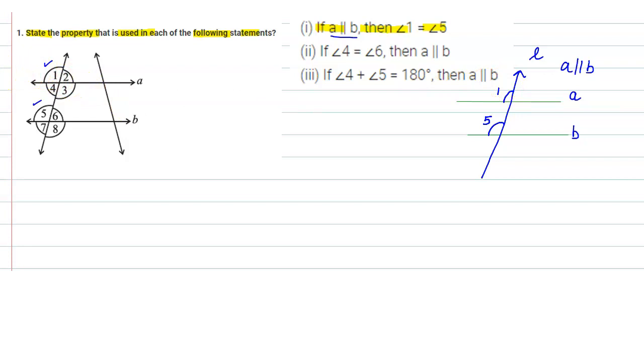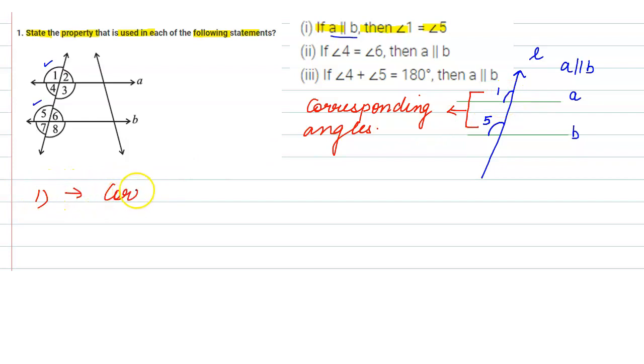So that is why these two angles are equal, and such type of angles are known as corresponding angles. The angles which are formed on the same side of the transversal are known as corresponding angles, and these two angles are equal. Thus for the first statement, the reason is these are corresponding angles.